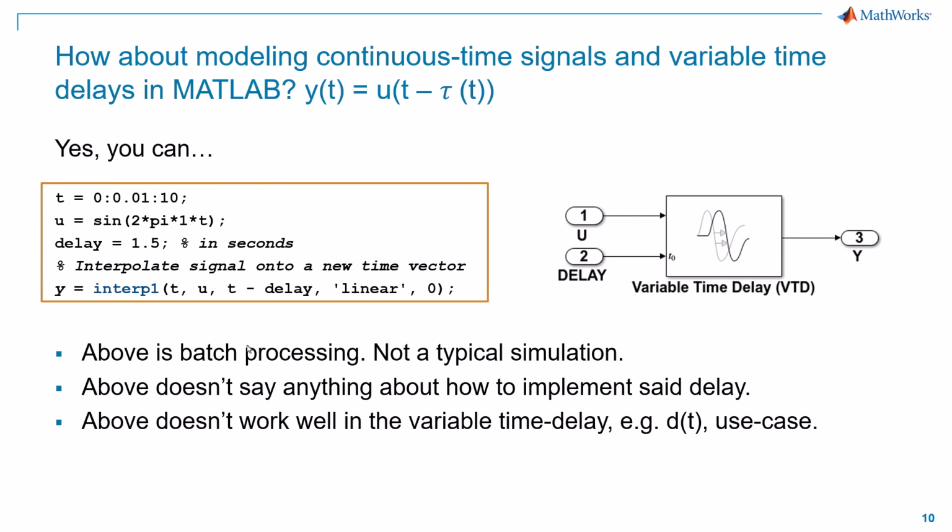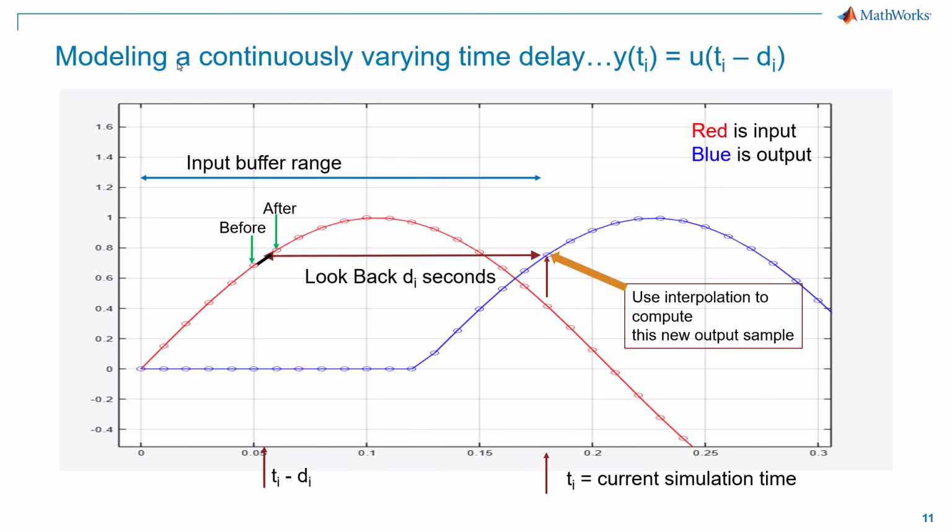And this doesn't really work if delay is changing as a function of time. Notice here, it's fixed at 1.5 seconds. This does not support the d of t or tau of t use case. So we have to do something else to account for that. So how would we model a continuously varying time delay?